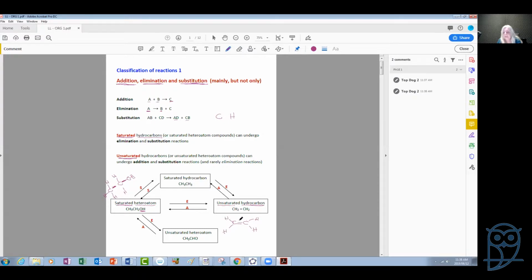Each carbon is bonded to two hydrogens, and the two carbons have a double bond. Just because there is a double bond, this is an unsaturated hydrocarbon. And it is a hydrocarbon because the only atoms involved are carbons and hydrogens and nothing else. If one of the hydrogens is replaced by something else, which is not hydrogen, then we can call it an unsaturated heteroatom.